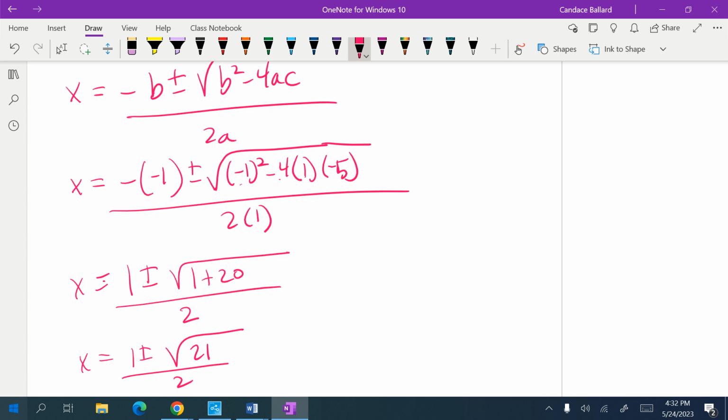And remember, this is a perfectly good answer for us, but what if the question asks us for one root? One root could look like 1 plus the square root of 21 over 2, or 1 minus the square root of 21 over 2.